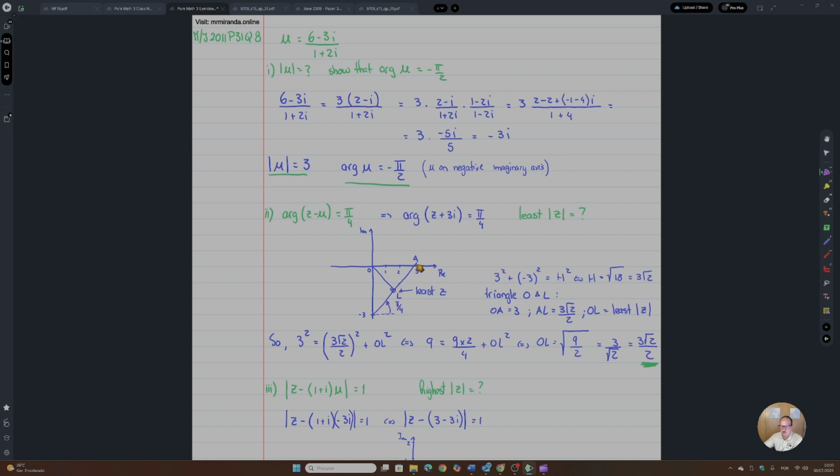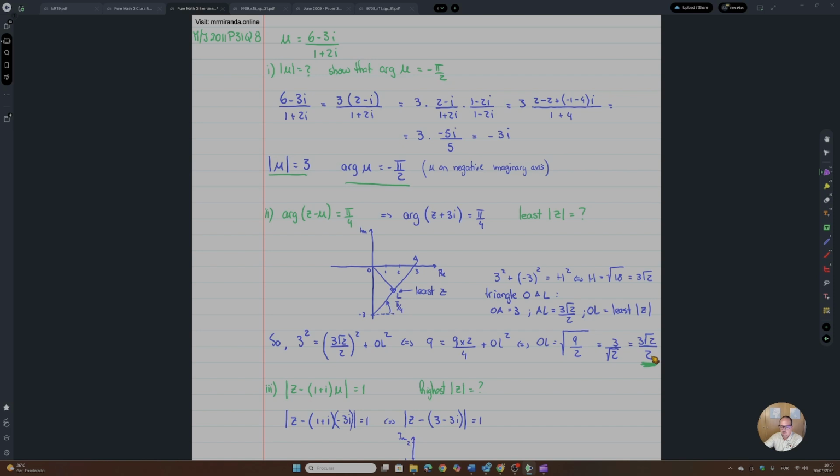So how much is this? AL, I call this point L. AL is just going to be this divided by 2, right? This point L divides this hypotenuse into equal sides. OA is 3, so you can get OL. So 3 squared equals (3 square root of 2 over 2) squared plus OL squared. Just do the calculations and you have here the value of OL, 3 square root of 2 over 2.